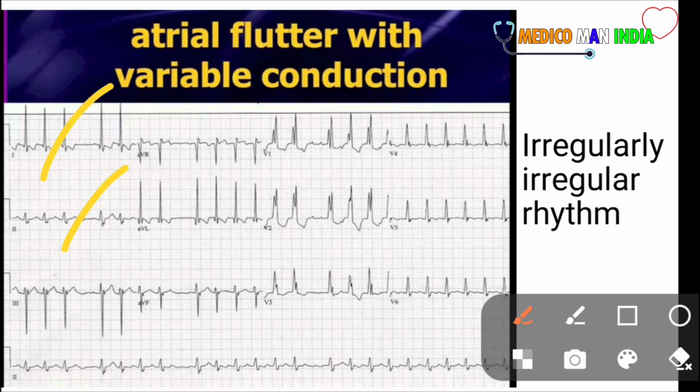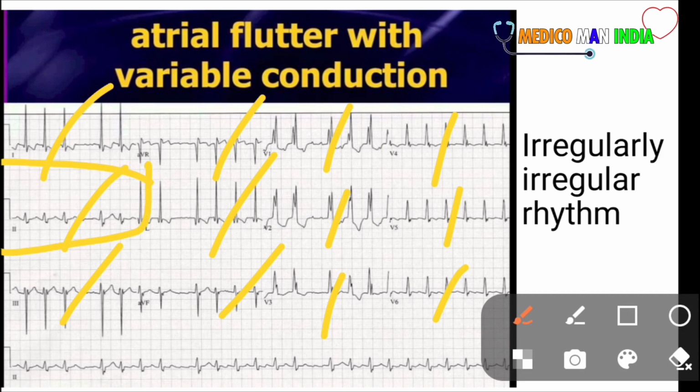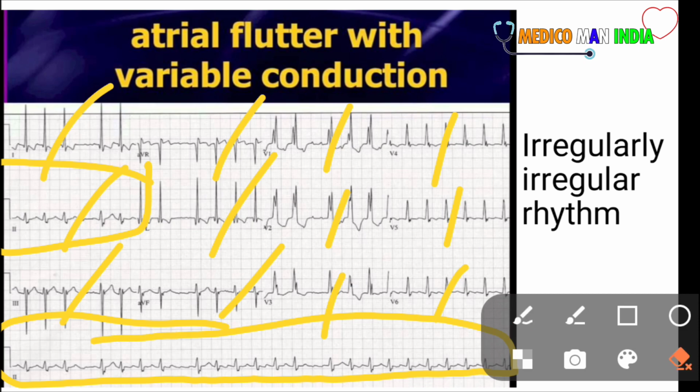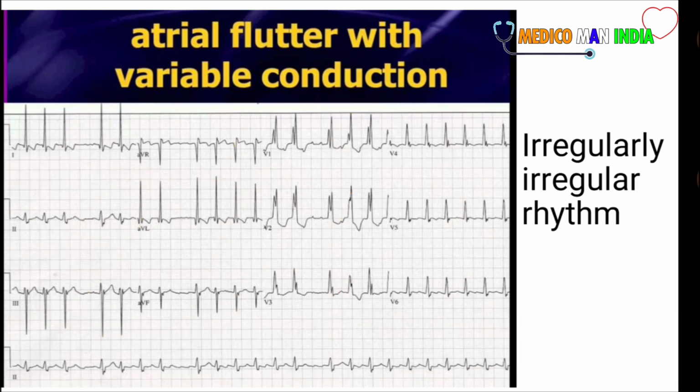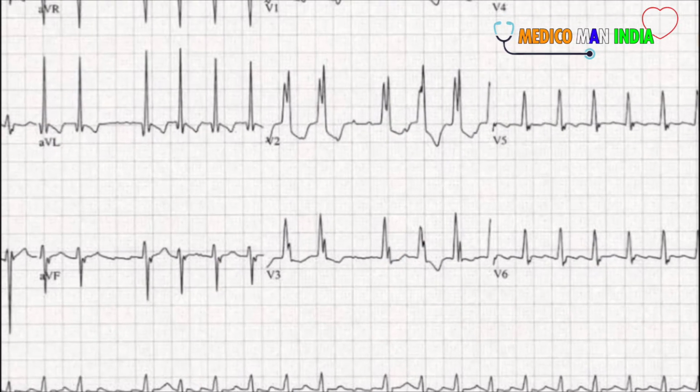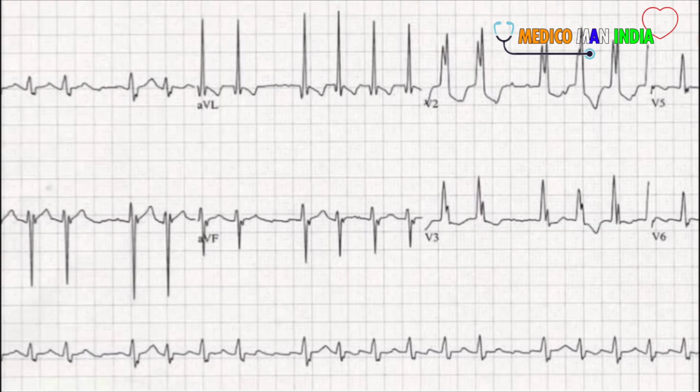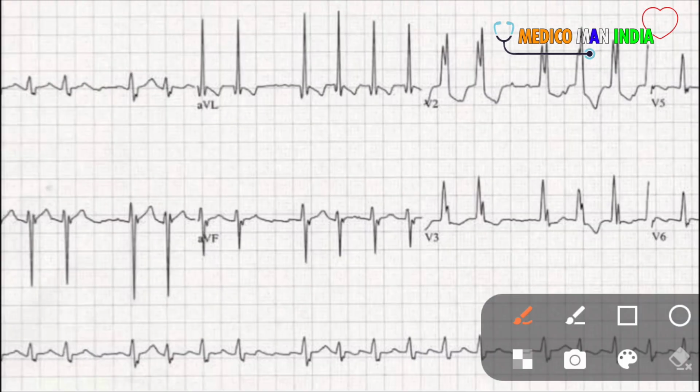This is lead 1, lead 2, lead 3, AVR, AVL, AVF, and the six chest leads, V1, V2, V3, V4, V5, V6. The one which you are seeing here is lead 2. The downside one here, this one you have to see. Let me zoom in for it. I hope you are seeing it.